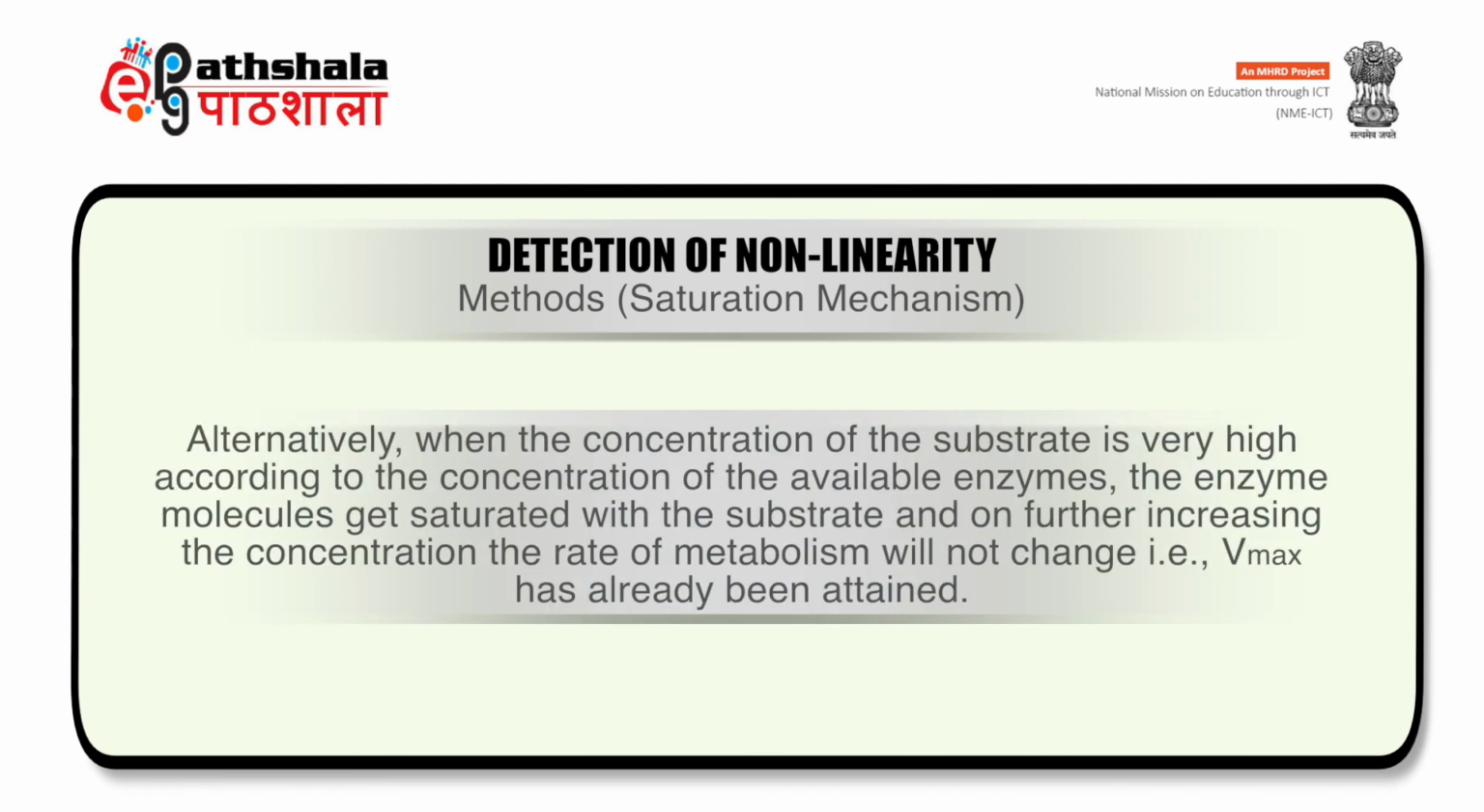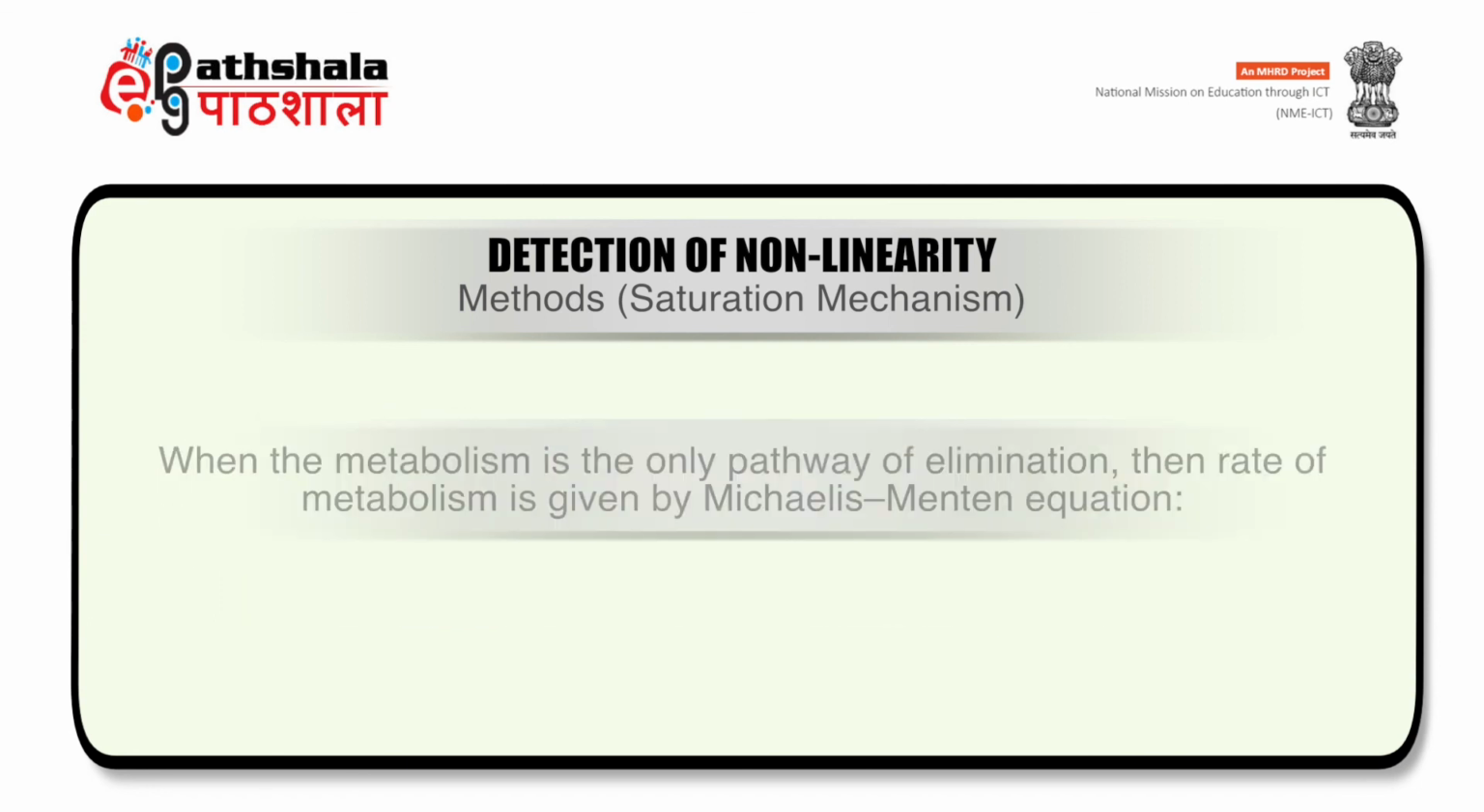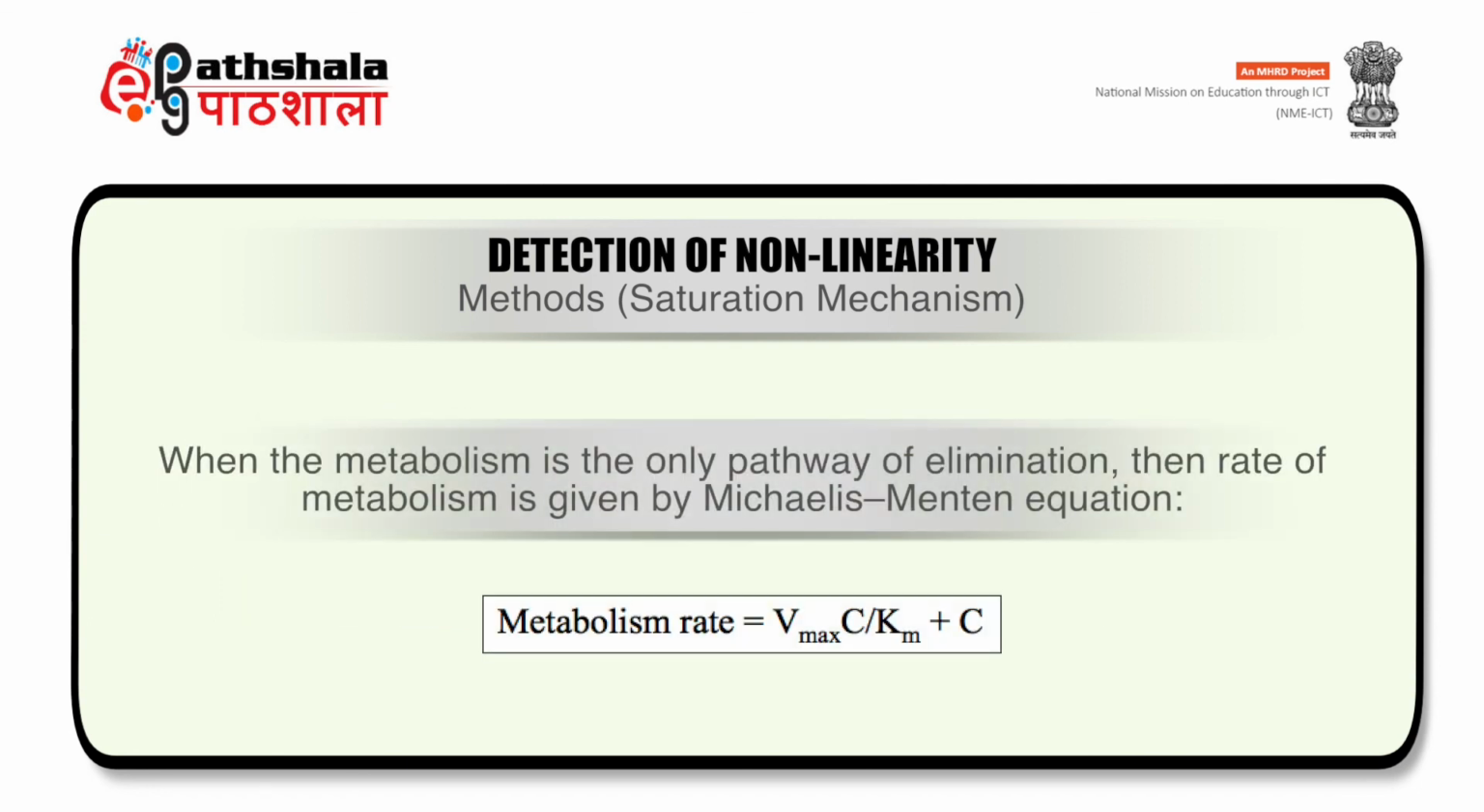Alternatively, when the concentration of the substrate is very high, according to the concentration of the available enzymes, the enzyme molecules get saturated with the substrate, and on further increasing the concentration, the rate of metabolism will not change, that is, Vmax has already been attained. When metabolism is the only pathway of elimination, the rate of metabolism is given by the Michaelis-Menten equation.